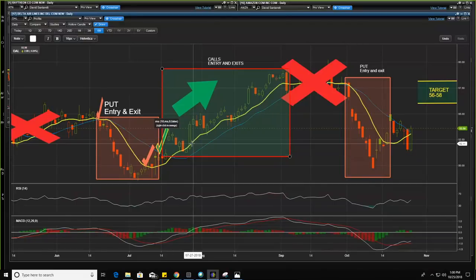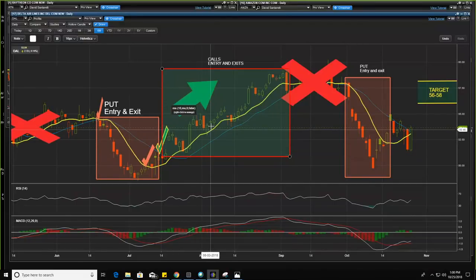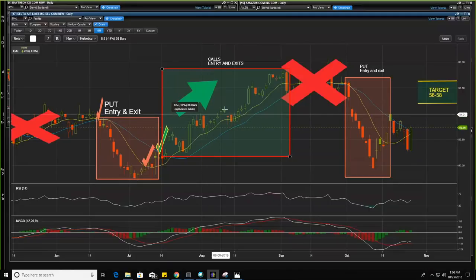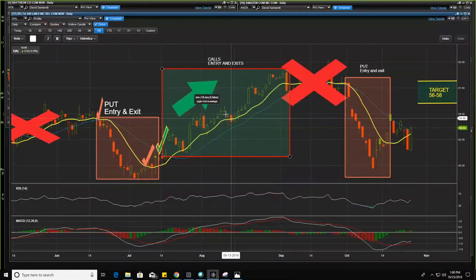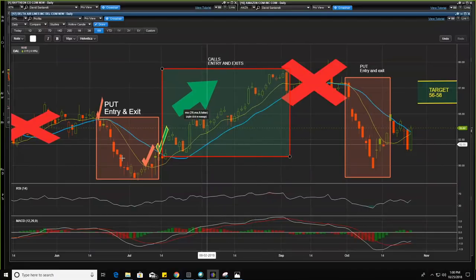1, 2, 3, 4, 5. Okay, increase. And then 1, 2, 3, 4, 5. Increase. 1, 2, 3, 4, 5. And then consolidate. 1, 2, 3. Increase. 1, 2, 3, 4, 5. And then decrease. 1, 2, 3. You see, guys, it's all about numbers. It's all about math.